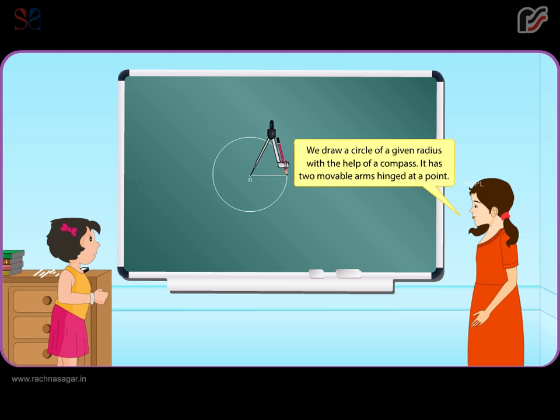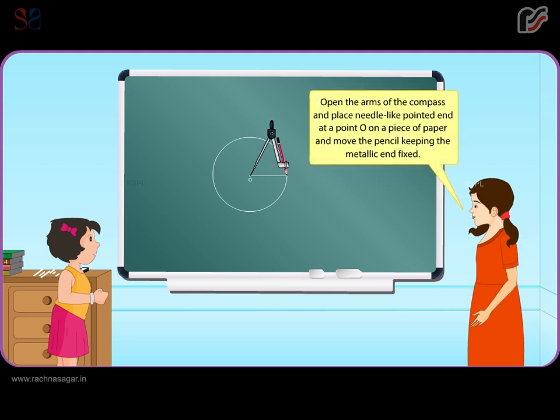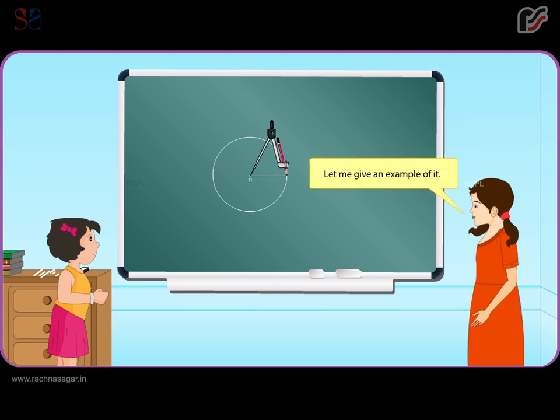It has 2 movable arms hinged at a point. Open the arms of the compass and place the needle, the pointed end, at a point O on a piece of paper and move the pencil, keeping the metallic end fixed. Let me give an example of it.